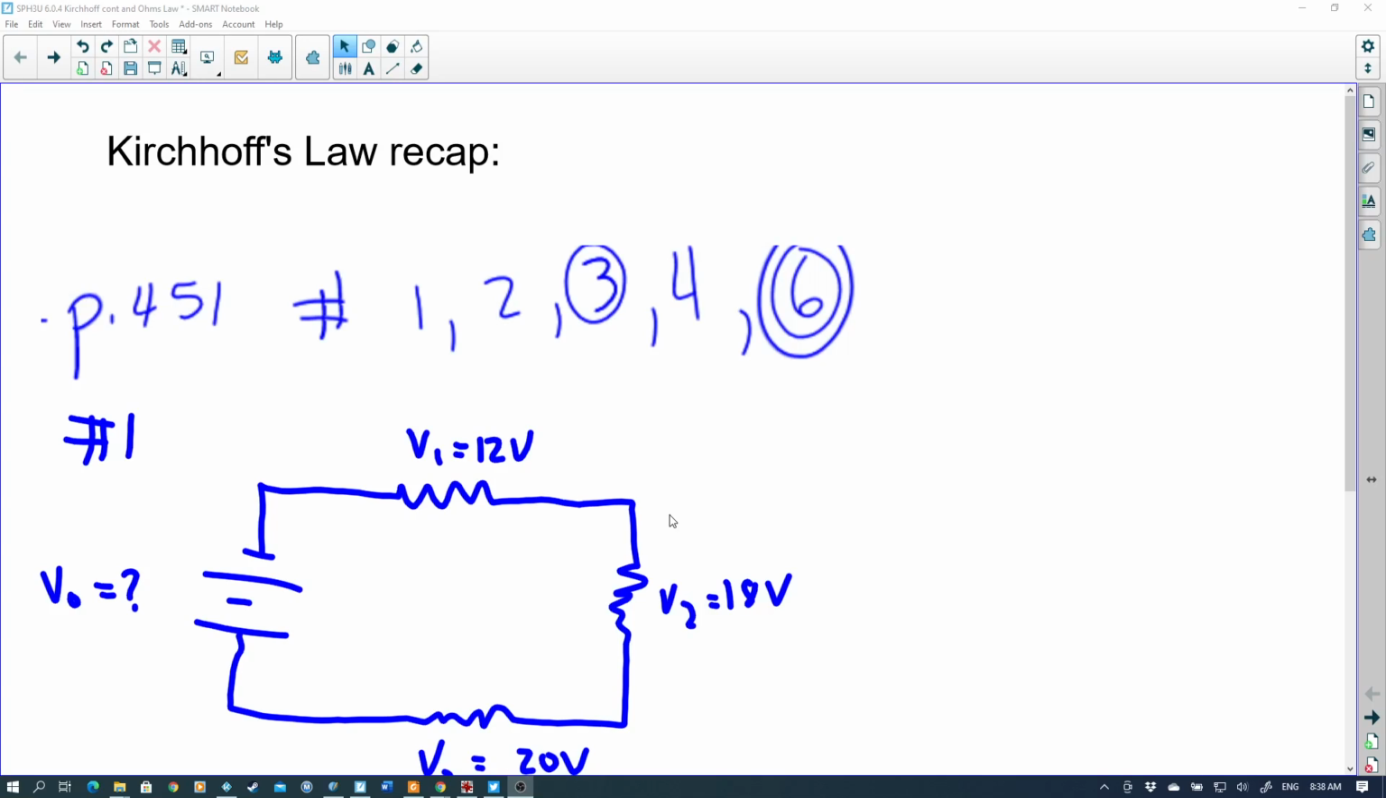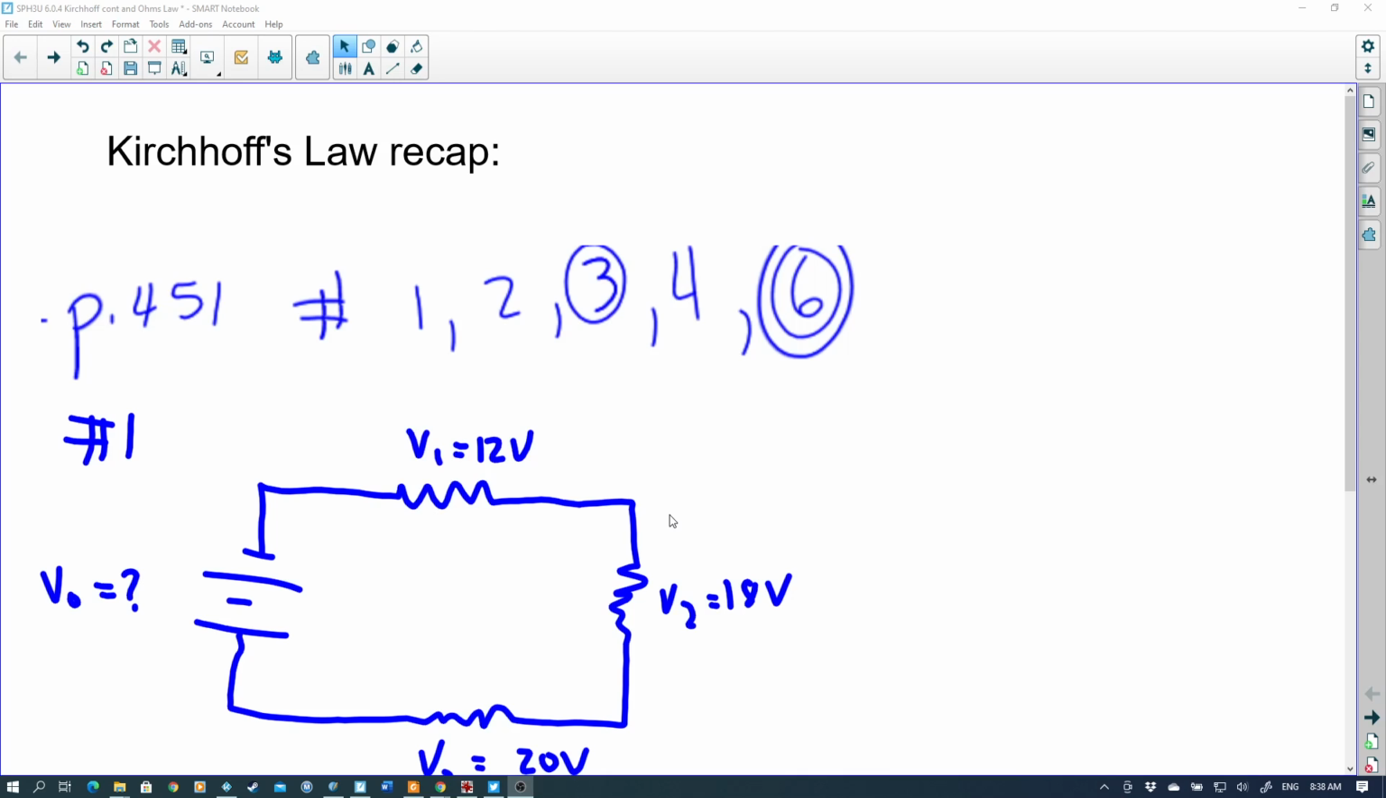Hello folks. For the lesson today, we're going to start by recapping Kirchhoff's law, and we're going to do that by looking at a few examples out of the textbook just to warm us up here. So Kirchhoff's laws, there's two of them.